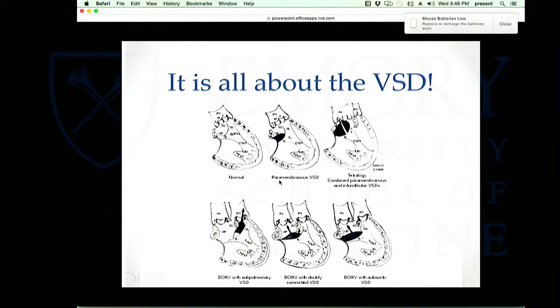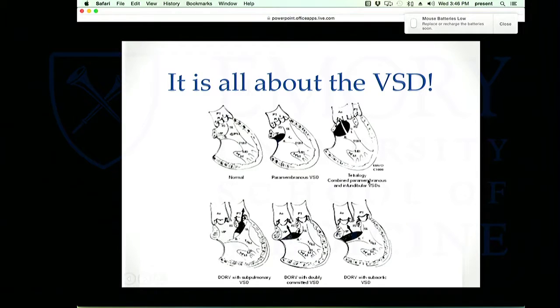So this is your normal, so there's usually no VSD at all when you're looking at the right ventricle here, in this little diagram. So this is the pulmonary valve, and then the aorta usually sits right here. And this is a picture of a paramembranous VSD where the VSD is right here. With double outlet right ventricle, you'll start to see that aorta right here and overriding into the RV. So you'll be able to see on echo flow into the aorta from this.